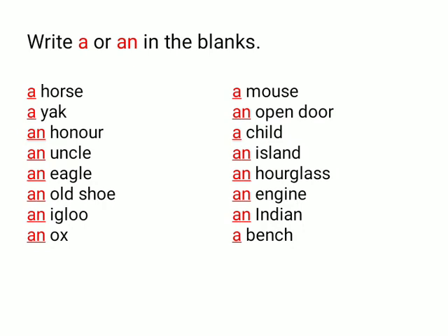The last one, 16th one, dash bench. Now what will come in this blank? A bench. Here the first letter of the word bench is B, and B is a consonant. So we use the article a before the singular word, that is a bench.